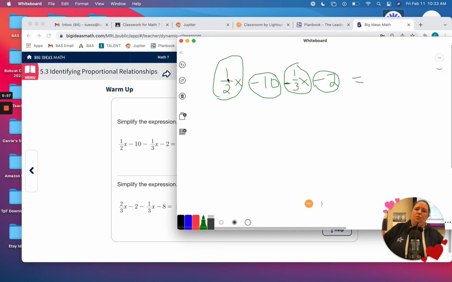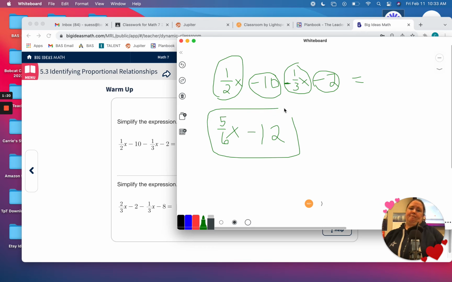So then you're going to do 1/2 minus 1/3, which is what? 5/6. So 5/6 x. And then what's negative 10 minus 2? Negative 8. Negative 10 minus 2 goes further negative. Negative 12. 5/6. Wait, no. I think it's 5. Negative 12. Yep. I'm getting 1/6. Oh. I'll do the math.